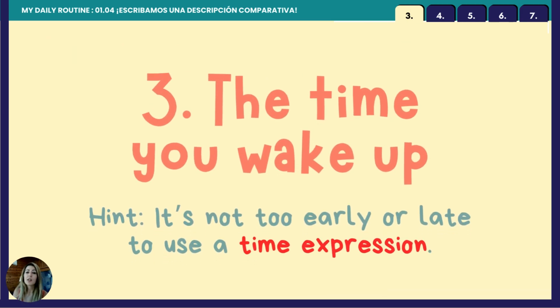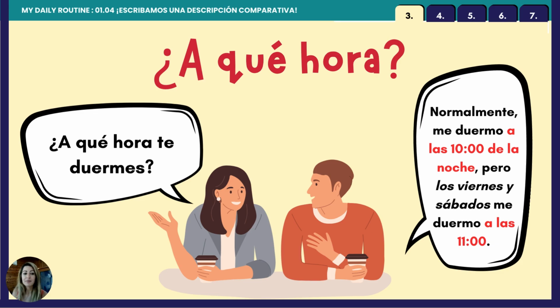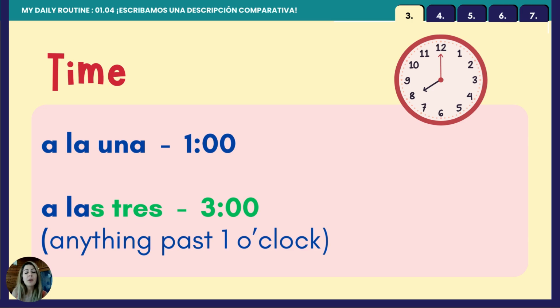So this is where you can include a time expression. Let's use an example. ¿A qué hora te duermes? Normalmente me duermo a las 10 de la noche, pero los viernes y sábados me duermo a las 11. So notice the response was a las and then the time.